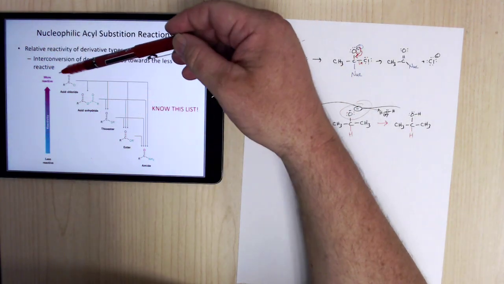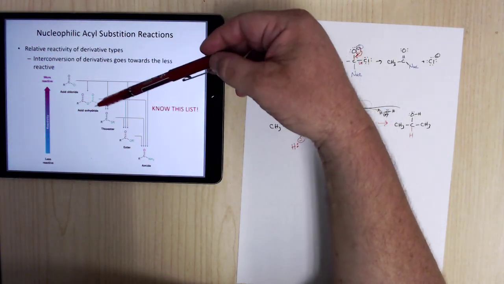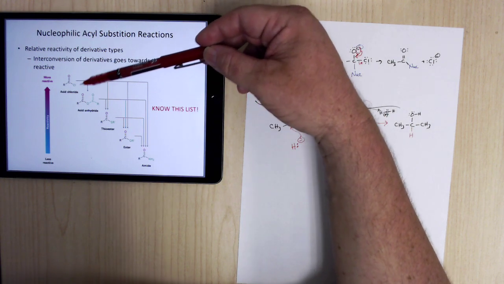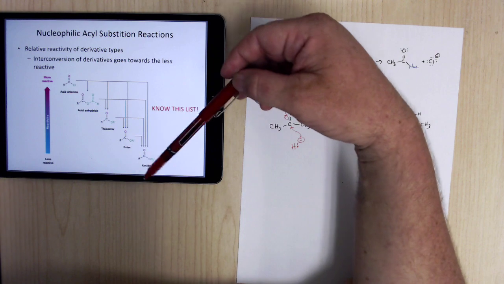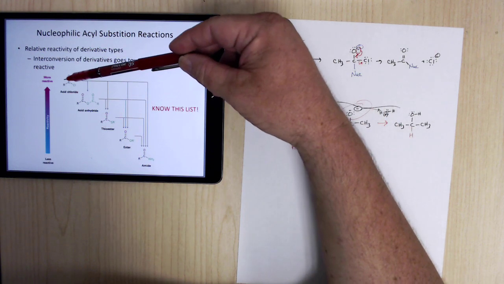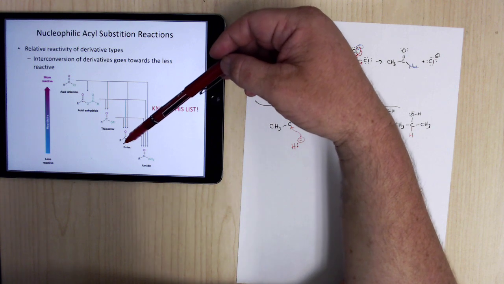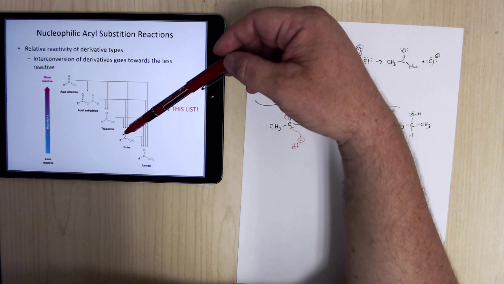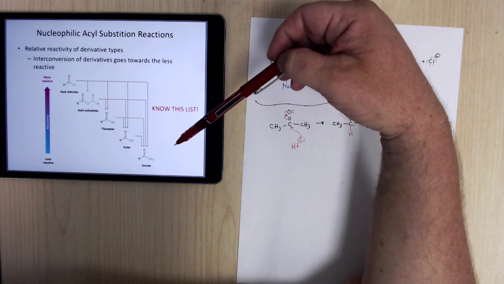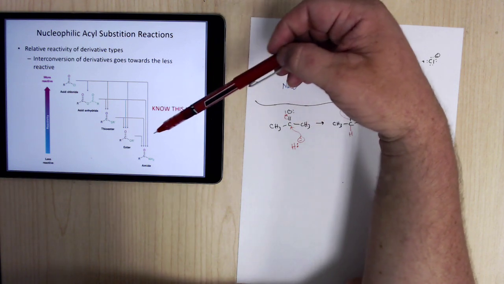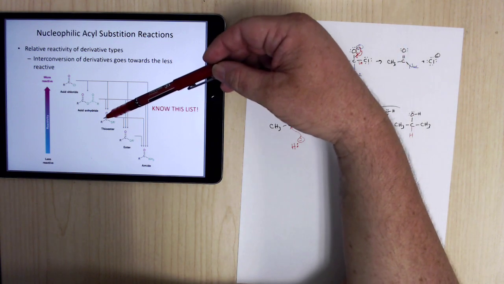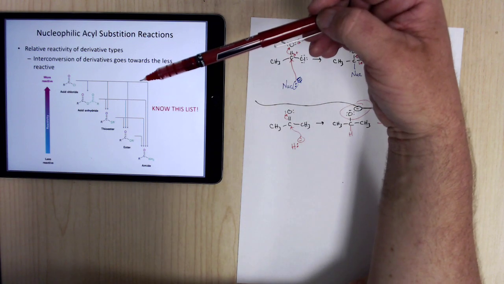Now this is a list you're going to want to know. So these are the different derivatives. Now you can go down this list from reactant to product. So an acid chloride can go to a thioester, or an acid chloride could go to a regular ester. Or you can go across, so from one ester to another type of ester, or an ester to a carboxylic acid is basically an OH. Or from one type of thioester to another, no problem.